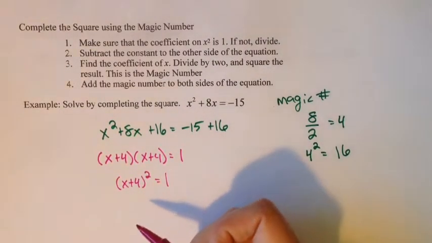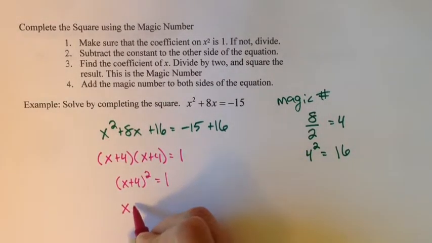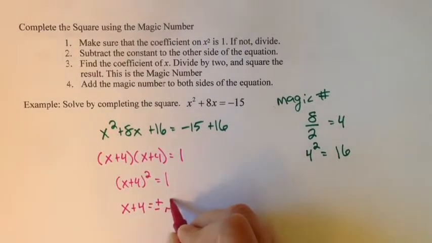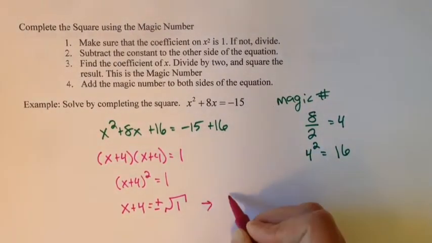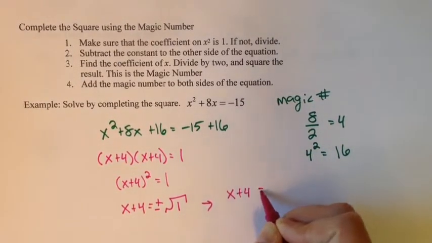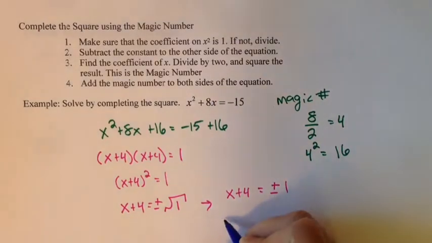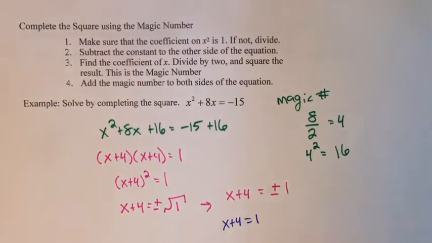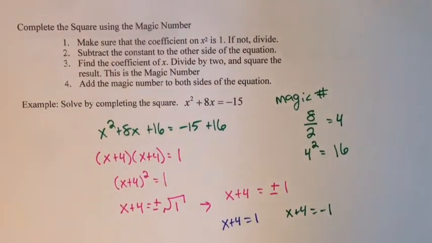At this point, to finish solving this equation, I can take the square root of both sides, which gives me x plus 4 equals plus or minus the square root of 1. But the square root of 1 is just 1, so this is x plus 4 equals plus or minus 1. Finally, I'll break that down into my two equations. X plus 4 equals 1, or x plus 4 equals negative 1. And then I can finish solving these.